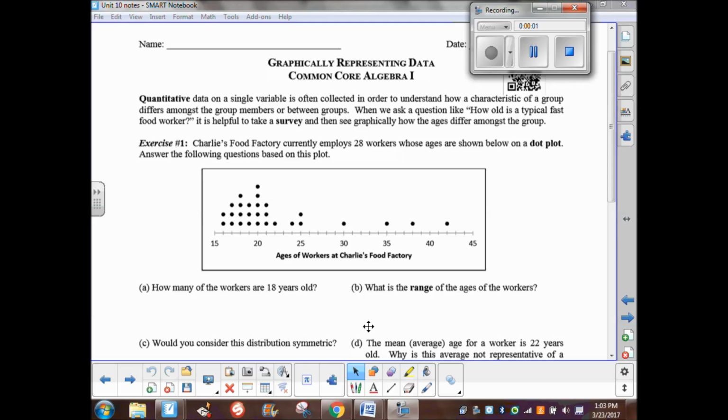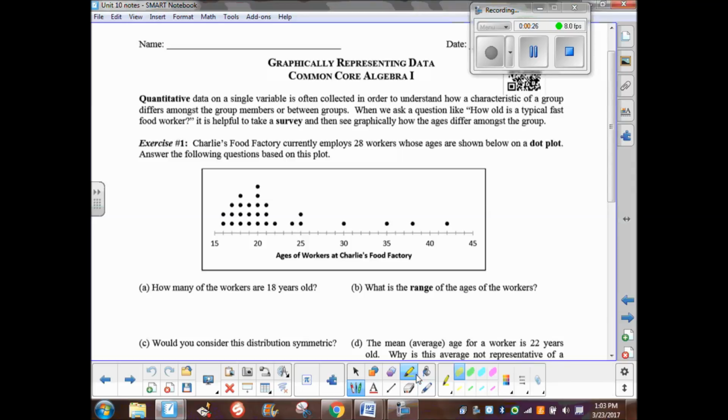Okay, lesson 1, graphically representing data. So the thing is with statistics, if you've got a list of numbers, whatever you're looking at, if you can take those numbers and put them into some kind of a graph, you can make interpretations from there. Okay, you can see things better when you're looking at a picture rather than just a list of numbers.